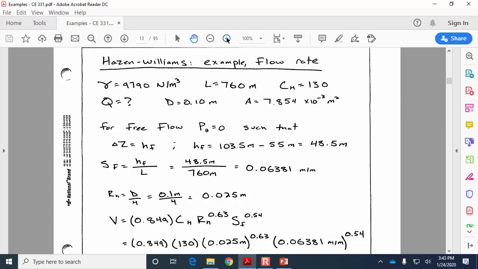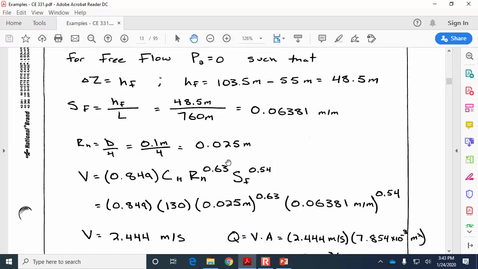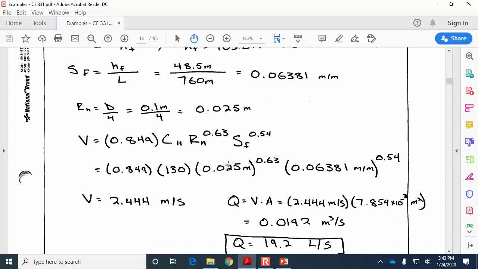Okay, this should be 0.0192 cubic meters per second, so 19.2 liters per second. Did everybody else get this same velocity of about 2.4 meters per second? So the elevation difference is what's driving the flow through the pipe.